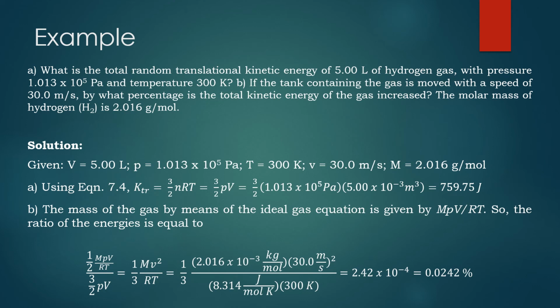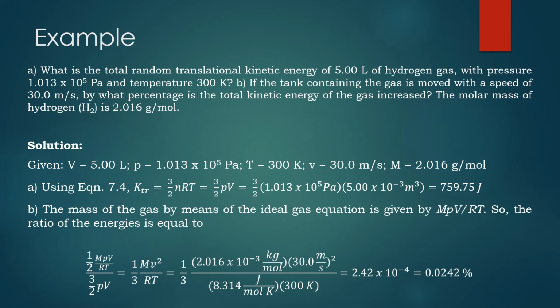Again, to solve this problem, let us identify the given. We have the volume of hydrogen gas equals 5 liters, pressure equals 1.013 times 10 to the 5 pascals, temperature of 300 Kelvin, speed equals 30 meters per second, and the molar mass of hydrogen gas equals 2.016 grams per mole. To solve for question letter A, we will use equation 7.4.